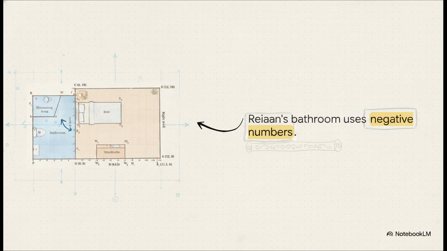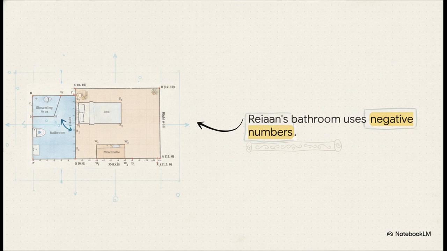And this brilliantly illustrates why we desperately need negative numbers. Let's consider Riyan's bathroom layout. It actually sits to the left of our origin point. Remember, the left wall of the bedroom was our y-axis, meaning anything to the left of it completely forces the grid to use negative numbers along the x-axis.